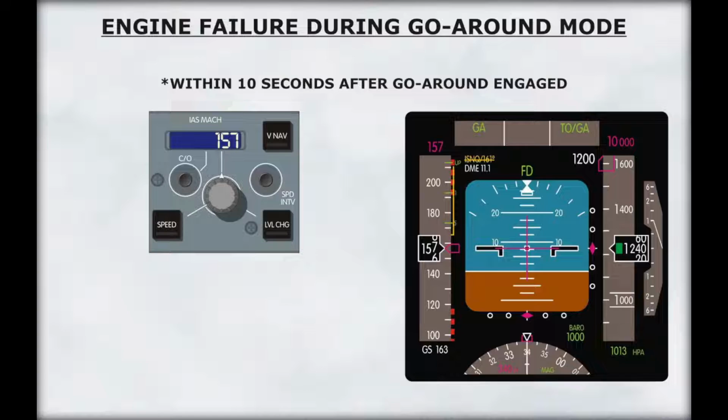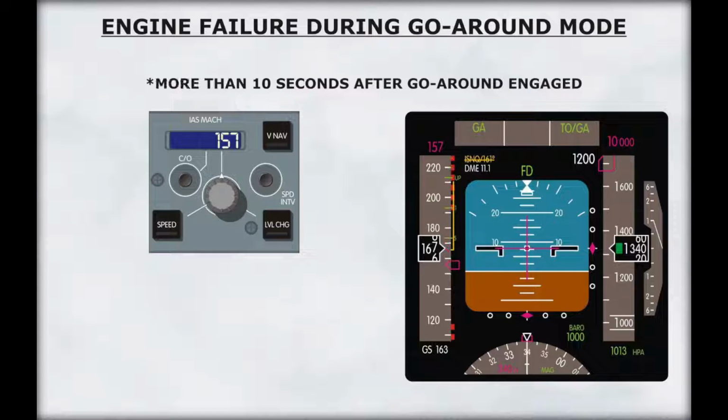If an engine fails before 10 seconds have elapsed since the go-around engagement, the flight director will command a pitch to maintain the speed set in the MCP. If an engine fails after 10 seconds have elapsed, the speed that existed at go-around engagement becomes the target airspeed. However, if the speed at engine failure is more than 5 knots above the go-around speed, the current airspeed is maintained.